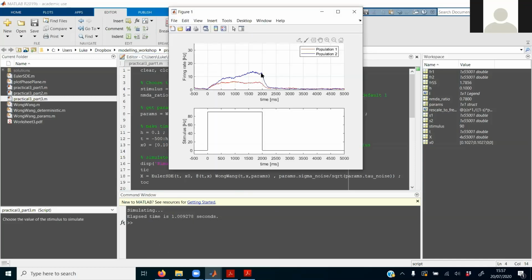Finally, with C, we said, is there working memory at 90 hertz? And you can see that we return back to this symmetric steady state. So that validates our bifurcation diagram predictions.